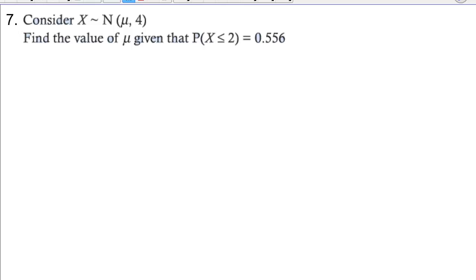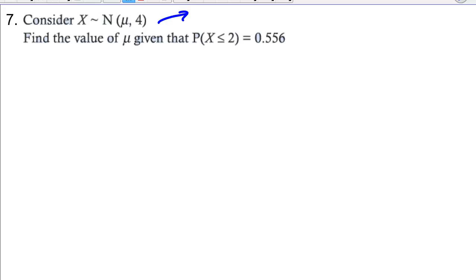Number 7, consider X which follows normal distribution in parameters mu and 4. Find the value of the mean given that probability that X is less than or equal to. Okay, good. So this distribution, it has to be in this form.